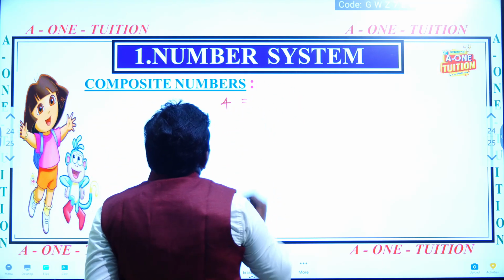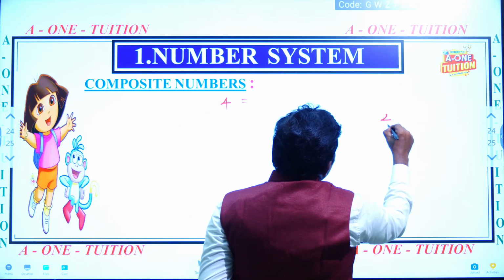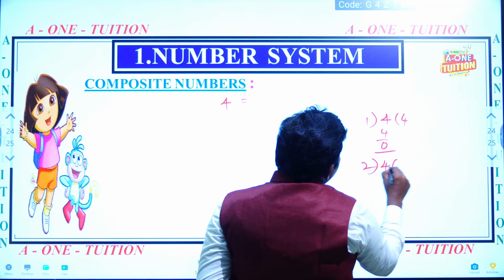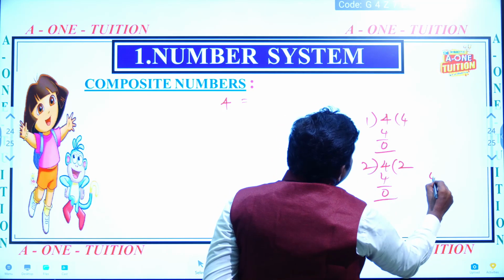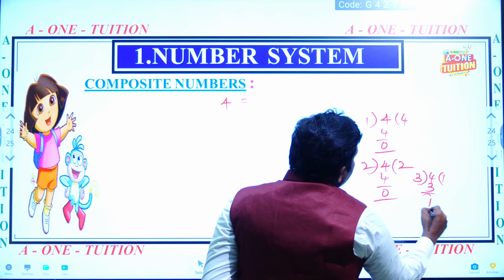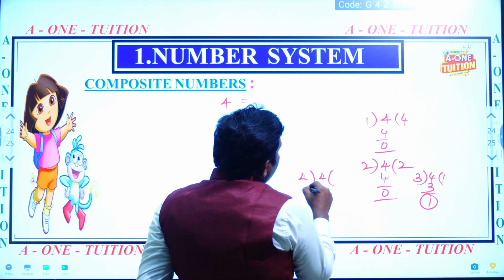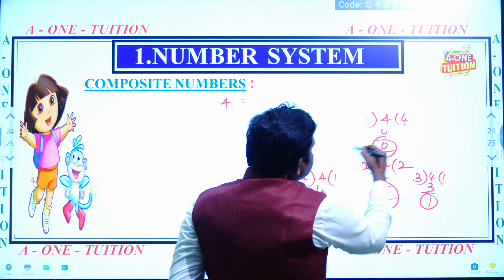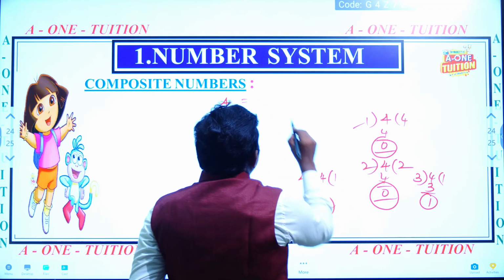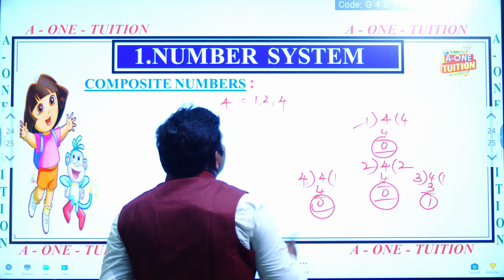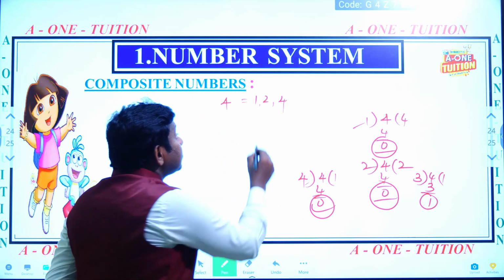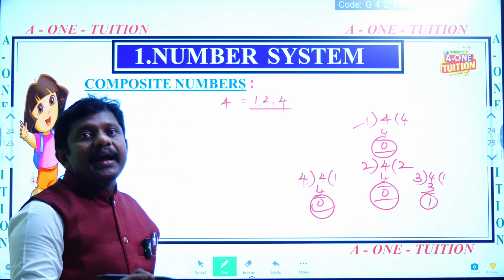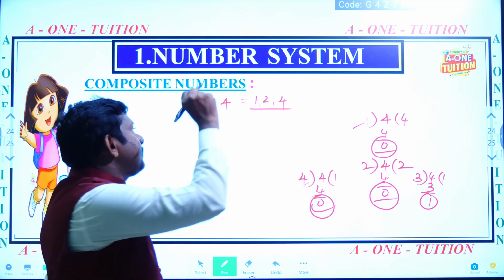If you take 4, what are the factors of 4? 4 divided by 1 leaves remainder 0. 4 divided by 2 leaves remainder 0. 4 divided by 4 is 1 time, remainder 0. Then here the factors are 1, 2, 4. How many factors are there? 3 factors are there. If any number has more than 2 factors, then such numbers are composite numbers.